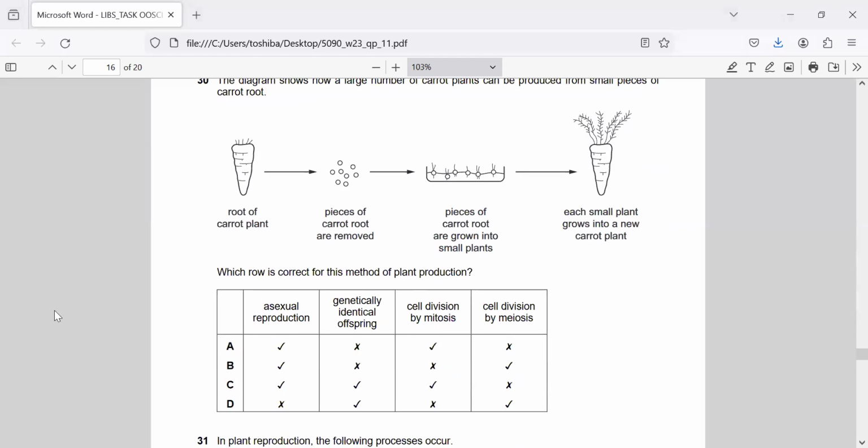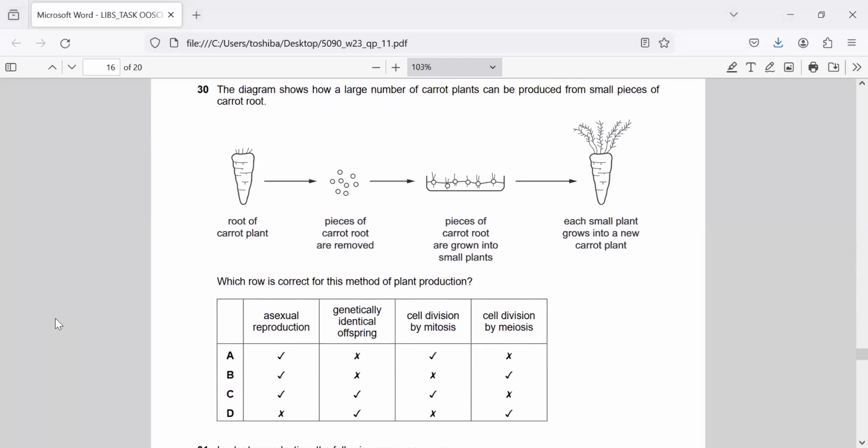Question number 30. The diagram shows how a large number of carrots can be produced from small pieces of carrot root. Small pieces of carrot root are removed. Pieces of carrot root are grown into small plants. Each small plant grows into a new carrot plant. Which method is correct for the plant production?